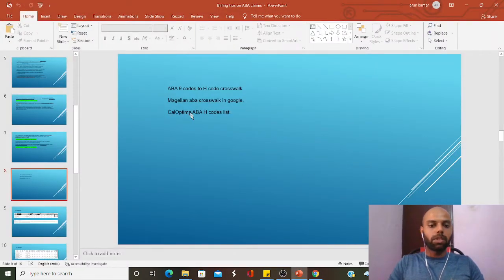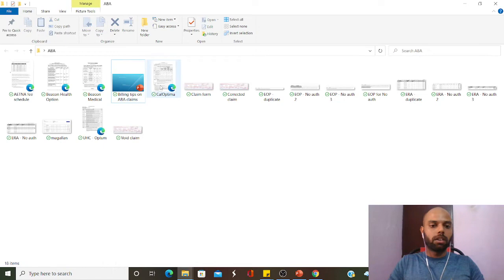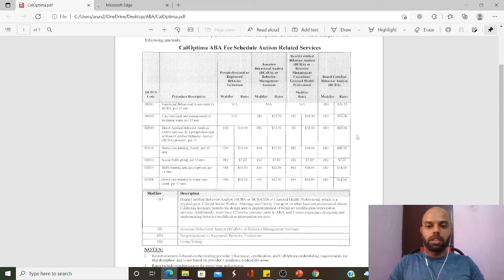And then Carelon Optimo. Okay, let me show Carelon Optimo. I have a provider contract here. I think it's visible. Here they have mentioned CPT H0031 for a professional or registered behavior technician, not applicable. BCaBA or behavioral management assistant, not applicable. BCBA, not applicable. BC, I'm sorry. Here it's BCBA. Okay. Here it's BCBA with the HO modifier.